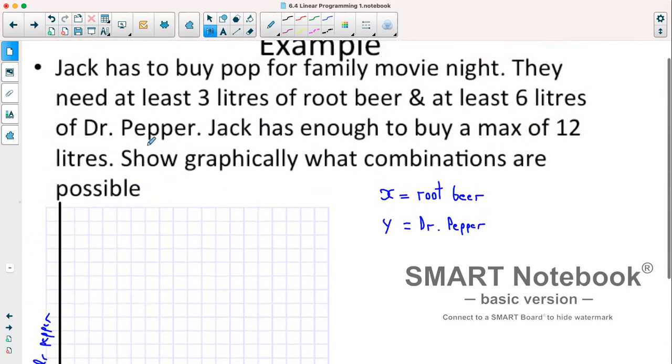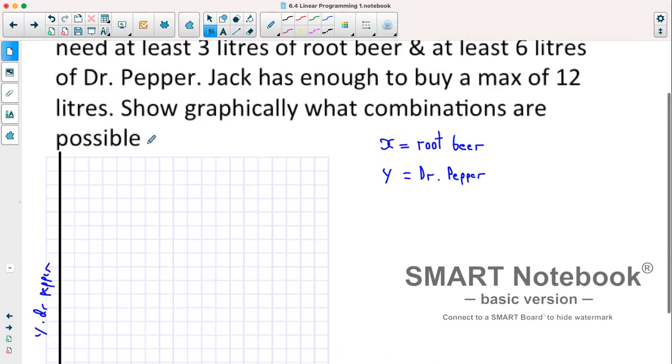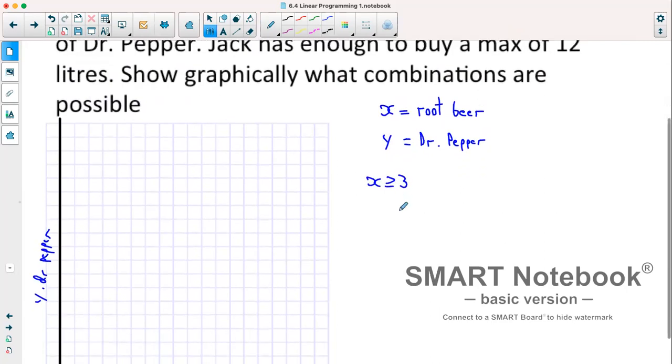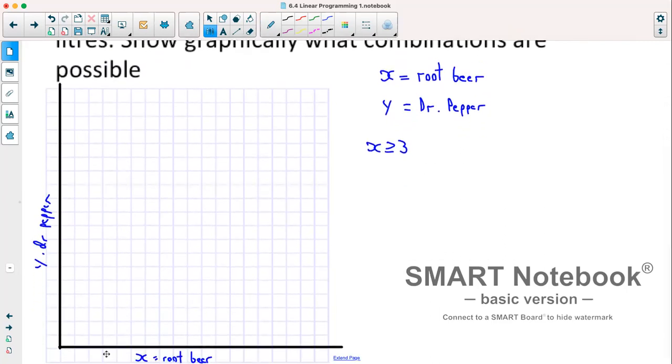Now, first thing, they need at least 3 liters of root beer. So that means X must be equal or greater than 3. So we'll start by drawing that in. Here's our X value of 3. Equal or greater, so it's solid. We know equal or greater would be to this side of it, so we'll shade that in.